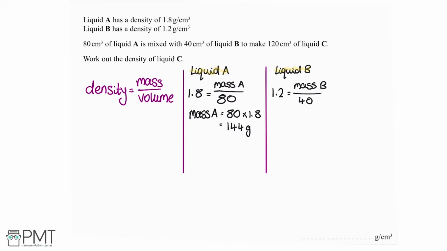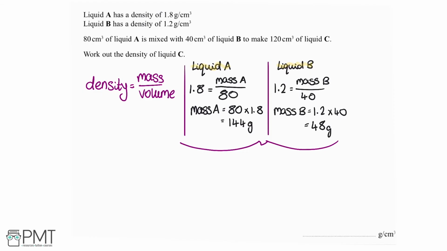In the same way, if we multiply both sides by 40, we're going to have that the mass of B equals 1.2 multiplied by 40, giving 48 grams. Great, so what we've got here is making up liquid C. When we combine these amounts of liquid A and liquid B, it gives us liquid C. So essentially, to work out the density of liquid C, we need to add what we worked out for liquid A and liquid B that's part of liquid C.